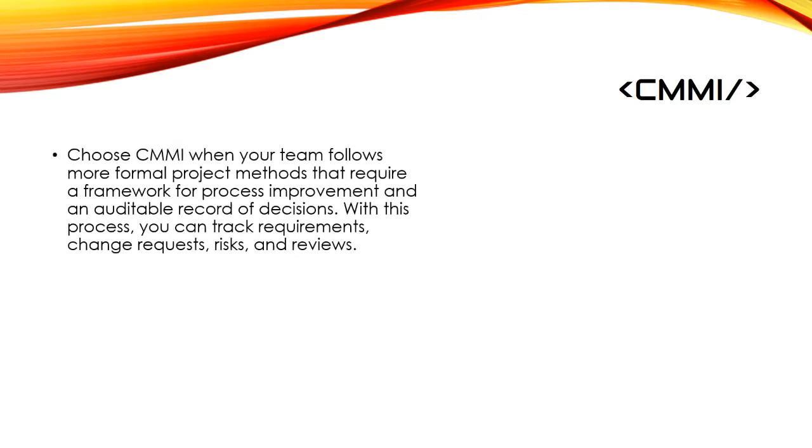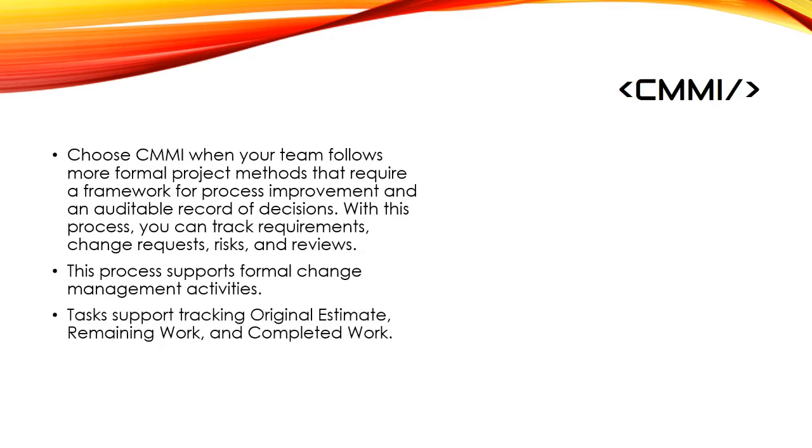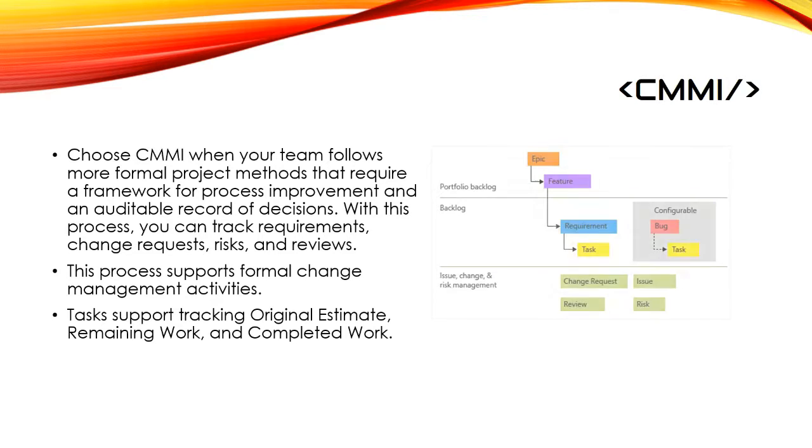CMMI. Choose CMMI when your team follows more formal project methods that require a framework for process improvement and an auditable record of decisions. With this process, you can track requirements, change requests, risk, and reviews. This process supports formal change management activities. Tasks support tracking original estimate, remaining work, and completed work.